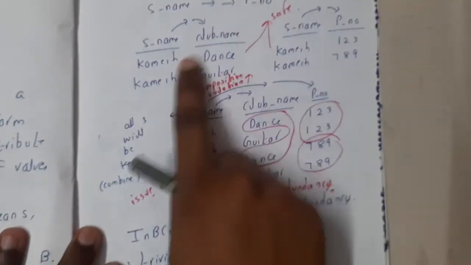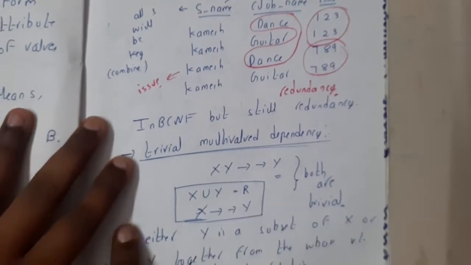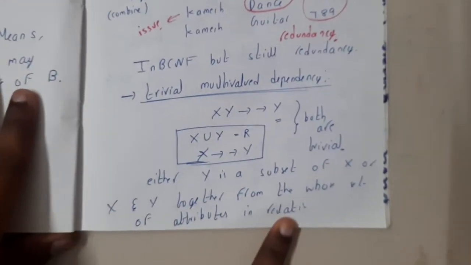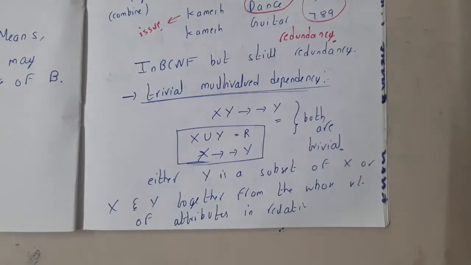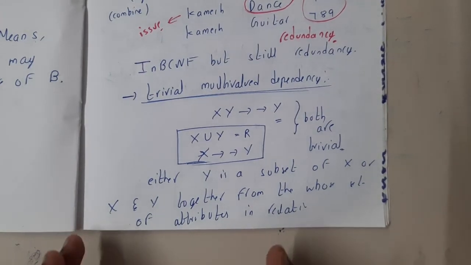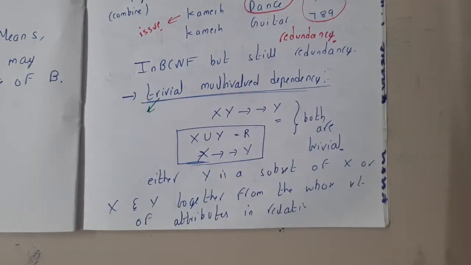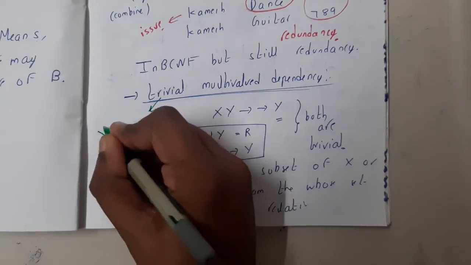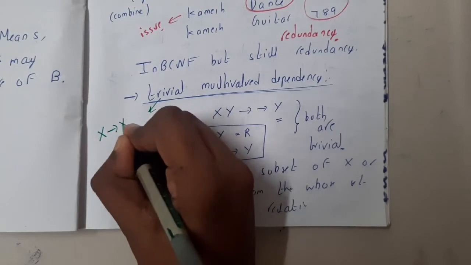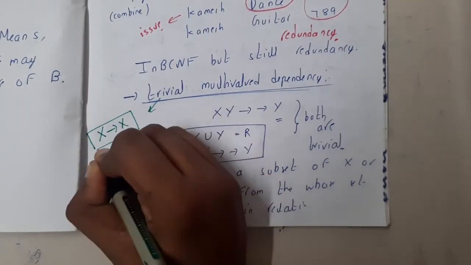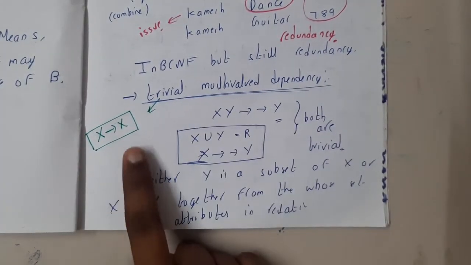I wrote the same example, guys, the same explanation. So, trivial multi-valued dependency. What does trivial mean, guys? In simple words, in database management systems, trivial means an unwanted thing. If I write a dependency X implies X, is there any issue here, guys? What exactly does X implies X mean?